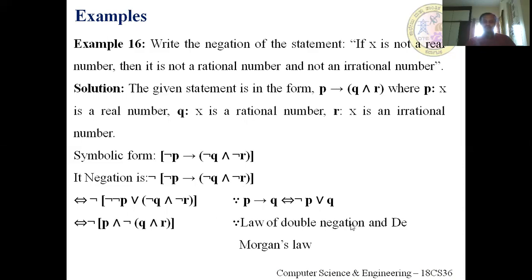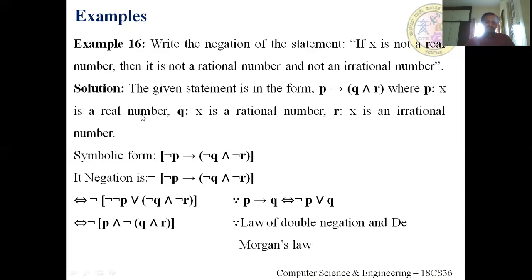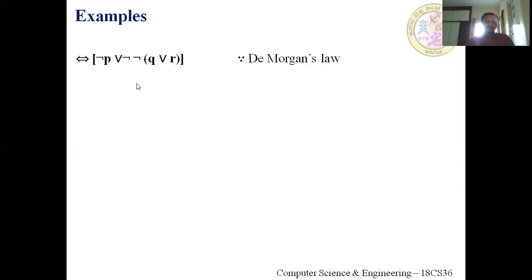Finally, apply the law of double negation and De Morgan's law. You are going to get negation of negation of P is logically equivalent to P itself, and negation of negation of Q and negation of R is logically equivalent to negation of Q and R. I applied simultaneously two laws, one is the law of double negation and another one is De Morgan's law. Once again, we apply De Morgan's law. That is negation of Q or R here. Negation of P.